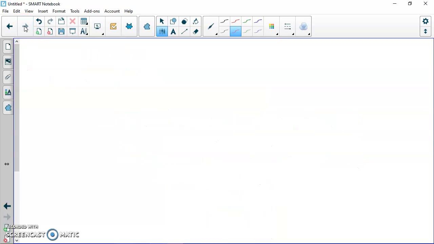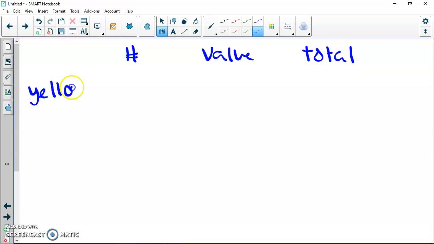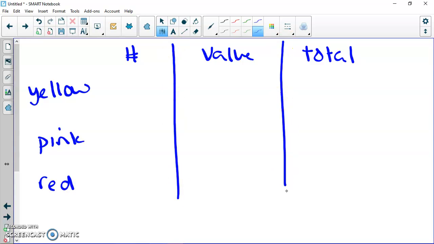Alright, number 4, part C. Shirley has yellow tulips, pink, and red. So this one is going to be one that is number, value, and total value. And we said yellow, pink, and red. The value of them is the cost per one, so 10, 20, and 25. And usually they give you a relationship among the number of them. So there are 5 more pink than yellow.